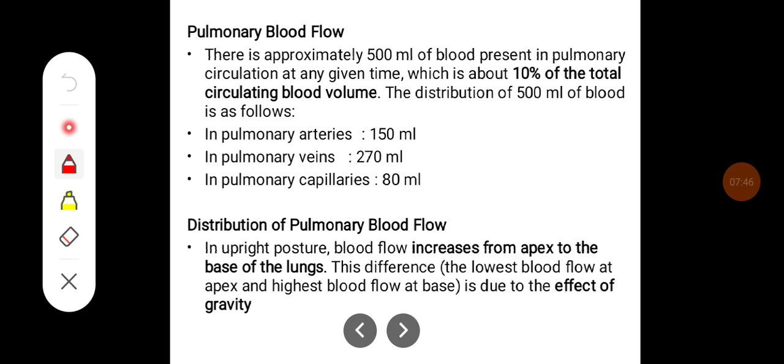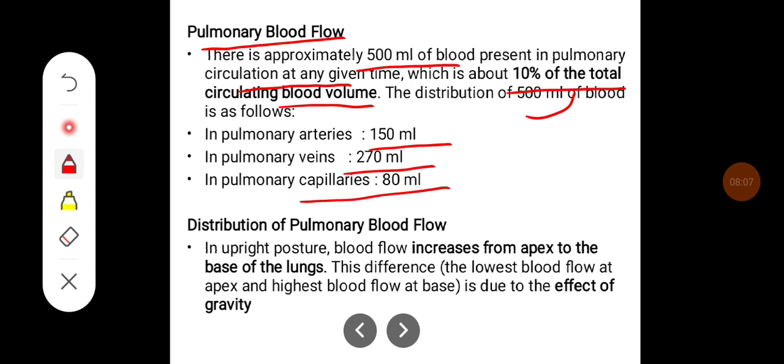Coming to the pulmonary blood flow, there is approximately 500 ml of blood present in the pulmonary circulation at any given time, which is about 10% of the total circulating blood volume. The distribution of 500 ml of blood is as follows. In pulmonary arteries, about 150 ml; in pulmonary veins, 270 ml; in pulmonary capillaries, about 80 ml.